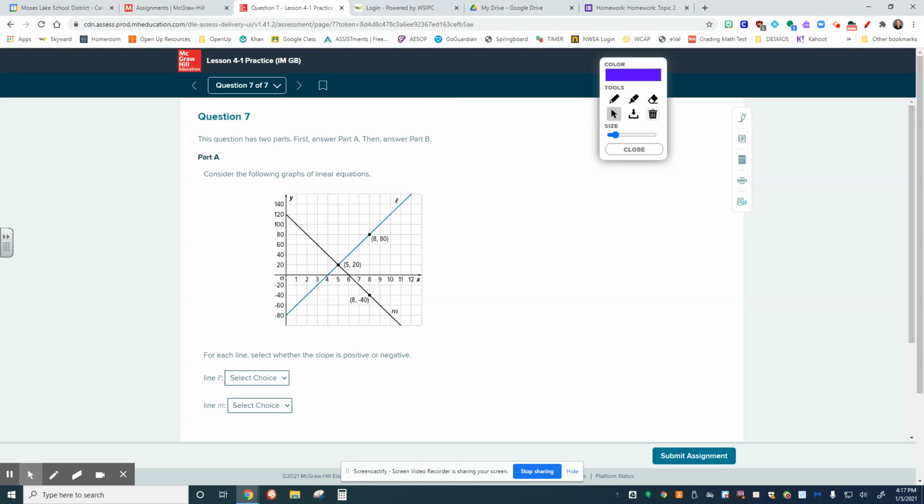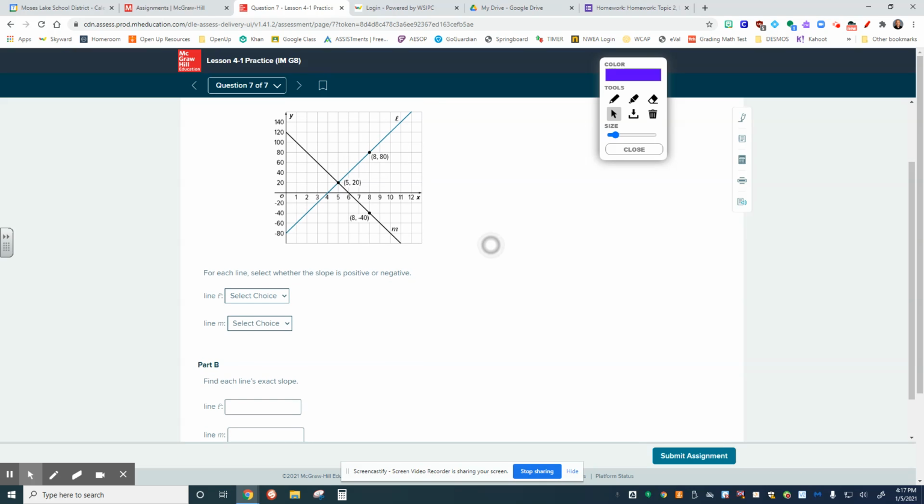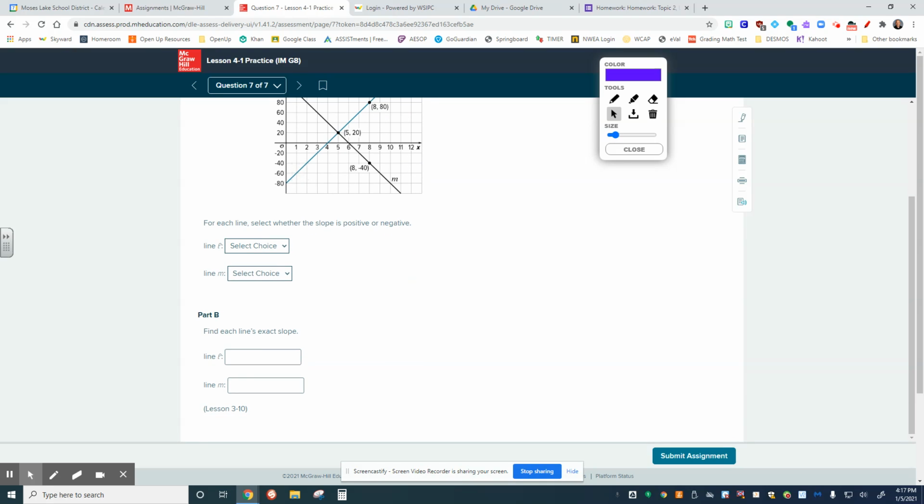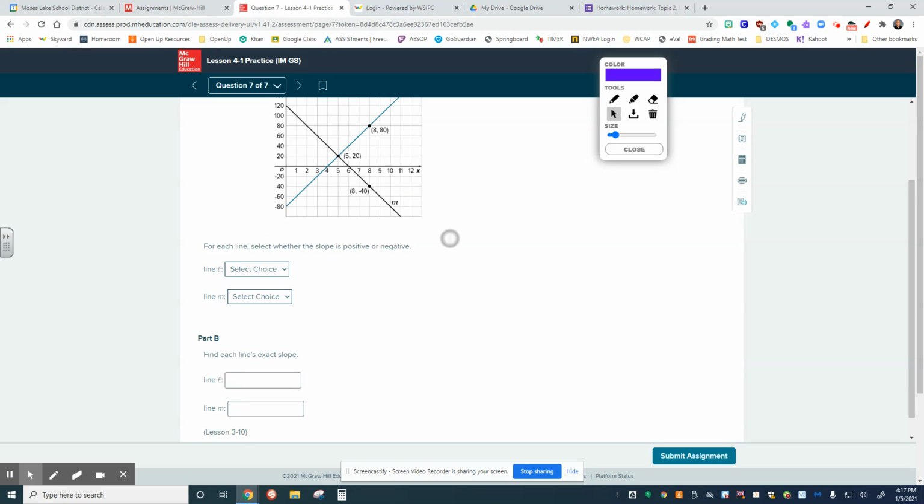Consider the graph, the equations. For each line, select whether the slope is positive or negative. Pretty straightforward. Line L right here, that's blue, line M is black. Tell me the slope. Find each line's exact slope.